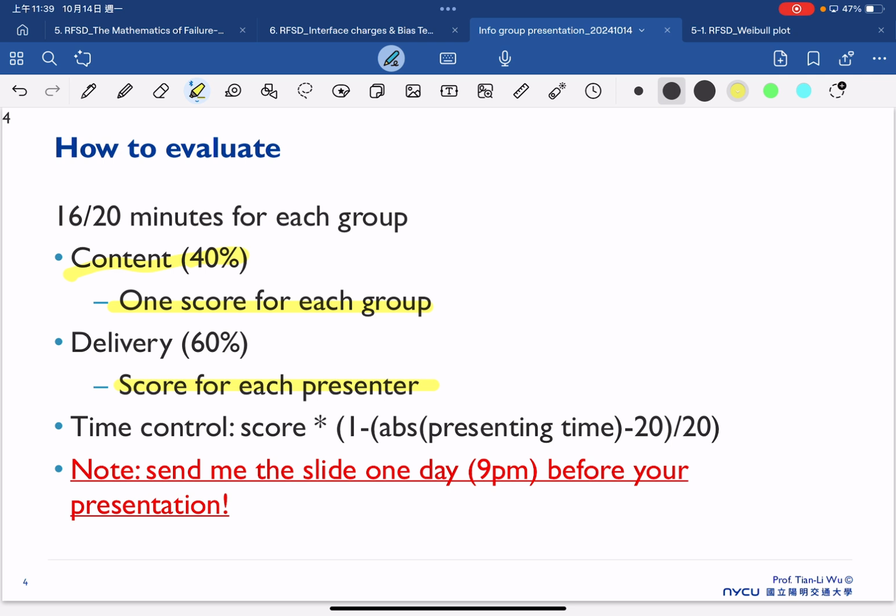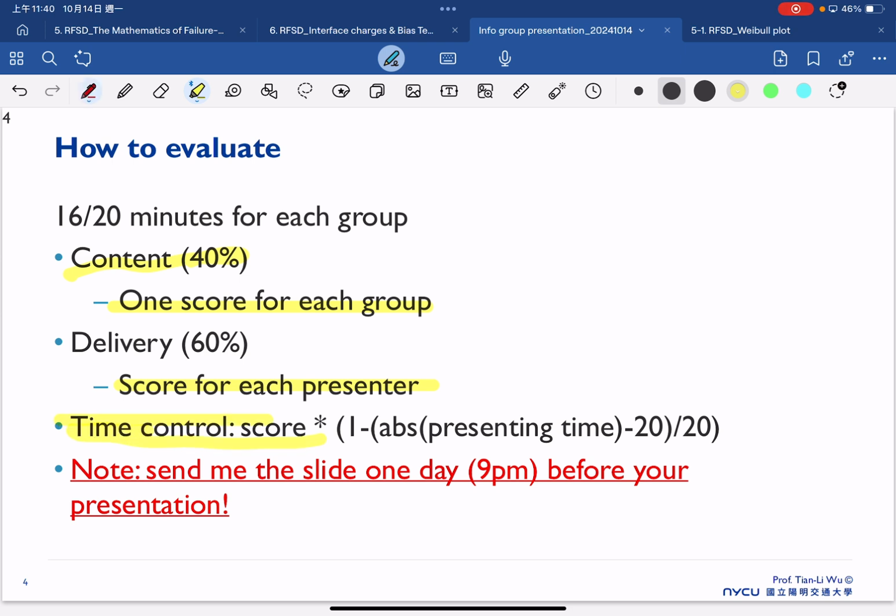But also, I want to put a very strict time control, because a good presentation should always consider the presentation time. It should not be too limited or too lengthy. It should be well controlled, with the talking time being 20 minutes. So the time control will be taken into account for the scoring as well.